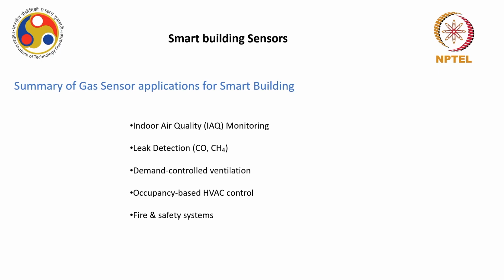Of course, we will discuss the smoke sensor separately because that is an integral part of any smart building. But then some of the gases, for example, if the concentration level of CO2 is going high inside indoor conditions, in that case you can expect that there is a certain case of fire or something else. So certain gases of course tell you about the fire and safety systems.